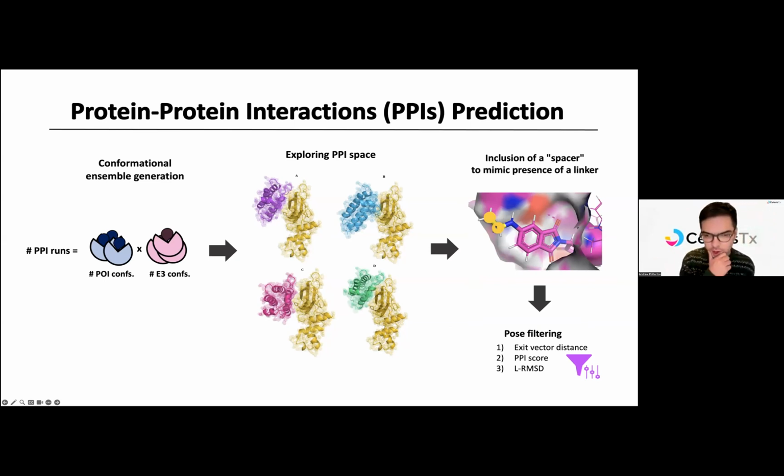docking, we're including a spacer just to mimic a bit of the linker, essentially. Once we've predicted all those poses, we filter them based on exit vector distance, depending on the compound linker size, and PPI scoring. So we remove the worst performing scoring poses, and then cluster, essentially, to not have redundant poses.